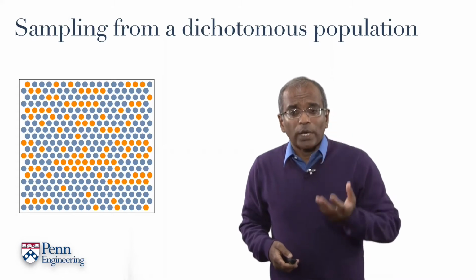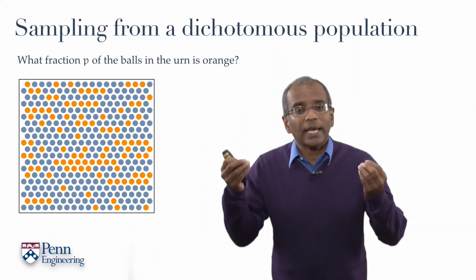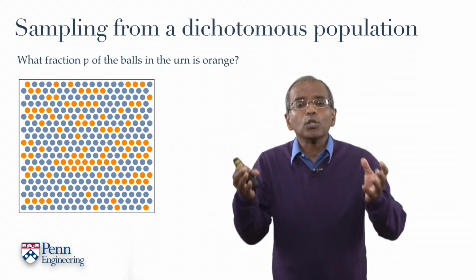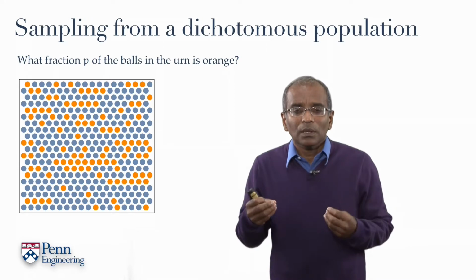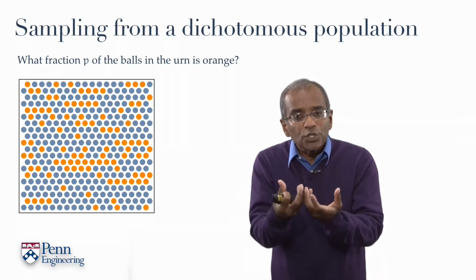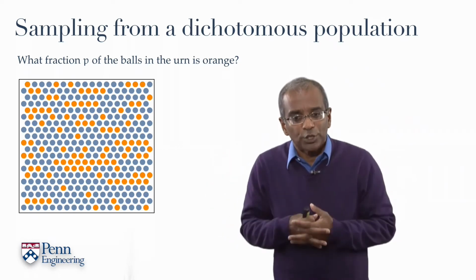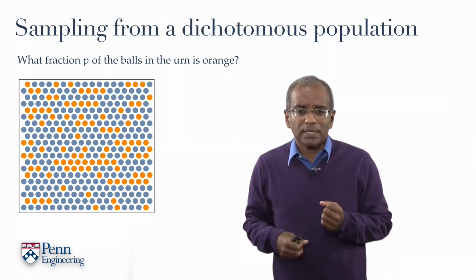The fundamental question is the following. What fraction, say p, of the balls in this urn are orange? The moment I understand this, I understand how the subpopulations are distributed in the underlying population. Now, how would one go about estimating this?